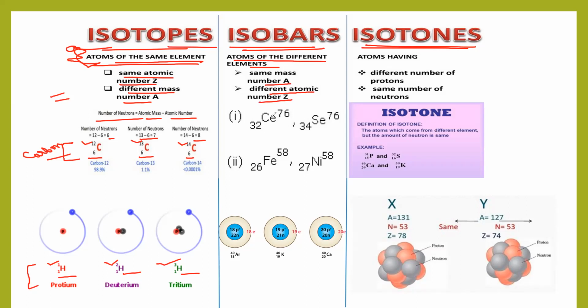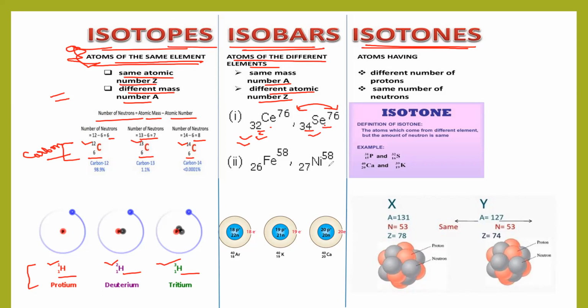For example, cerium. So cerium has two isobars. Sorry, cerium and selenium. Both have the same mass number, but the proton numbers are different. So the number of protons is different, but the mass number is the same. So those are of different elements and are known as isobars.